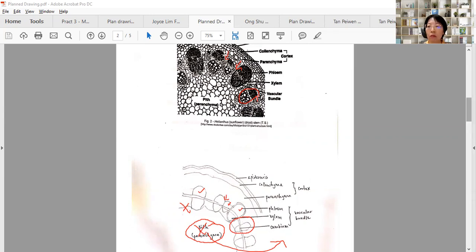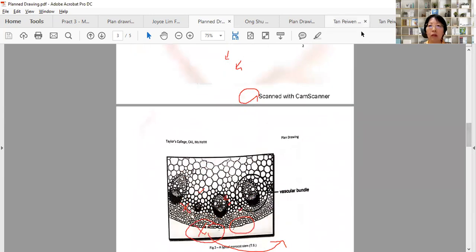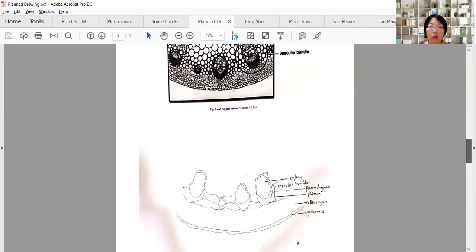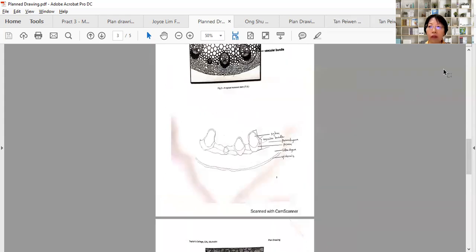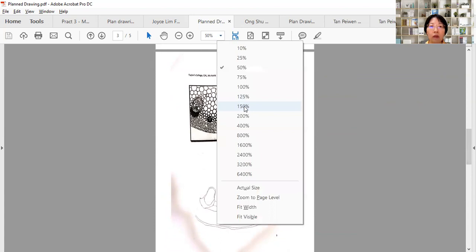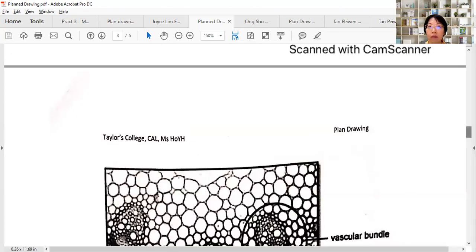So do the correction and pass up next week, the whole class. This drawing is quite accurate. I can see this is considered quite a good drawing, because you can see the accuracy of the drawing. Okay, is the labeling correct or not? Let me check. Is the labeling correct?